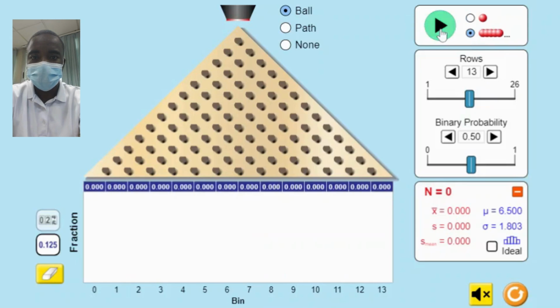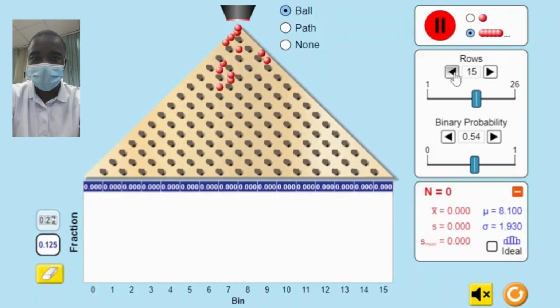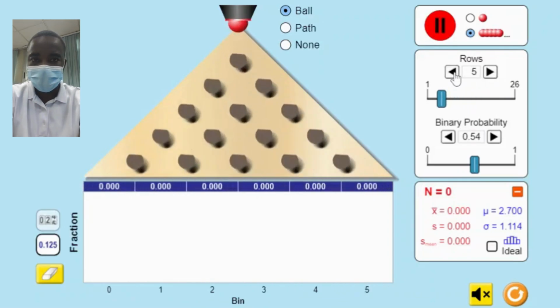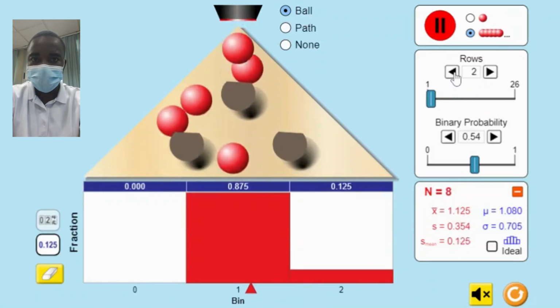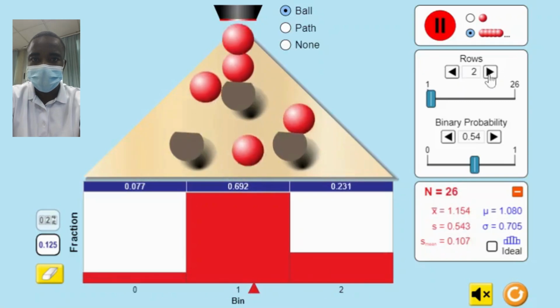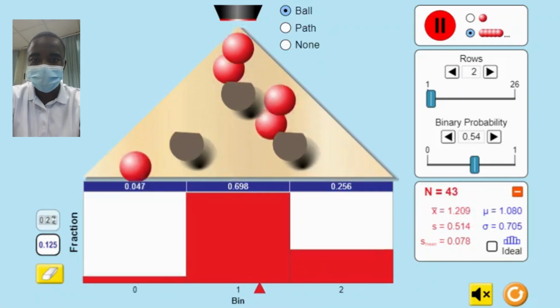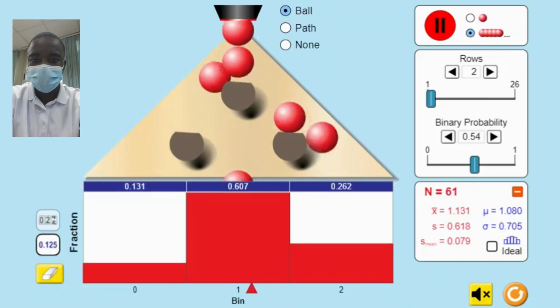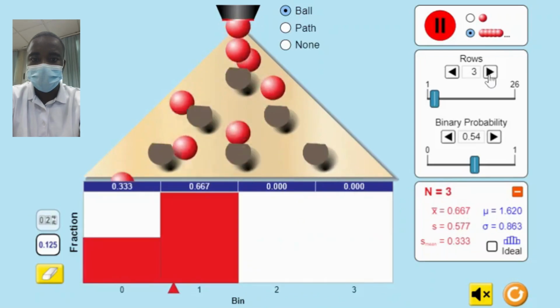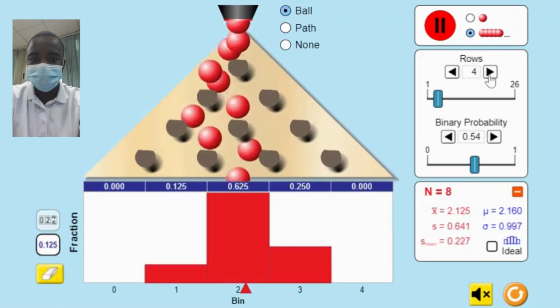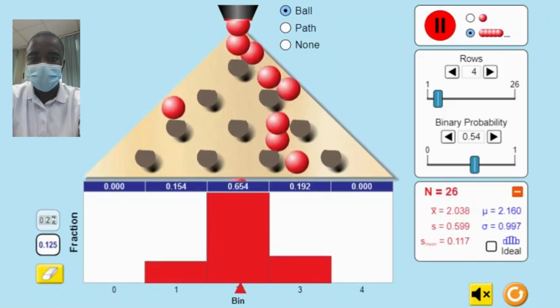The simulation features a Plinko board, which is a vertical board with a series of pegs arranged in a triangular pattern. Balls are dropped from the top of the board and fall through the pegs, bouncing off them in a random path until they land in one of the bins at the bottom. The bins collect the balls. Each bin represents a possible outcome, and the number of balls in each bin indicates the frequency of that outcome.